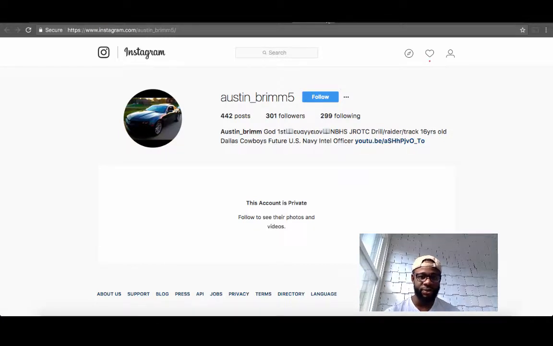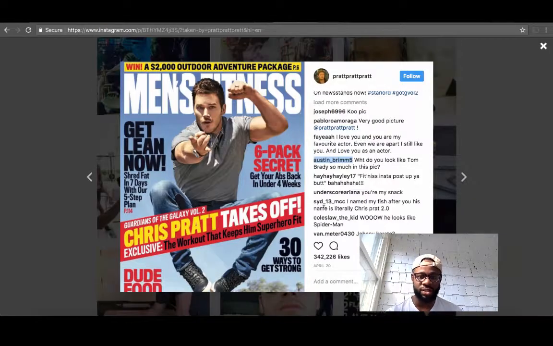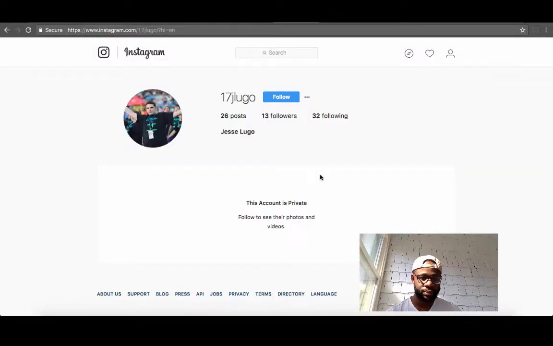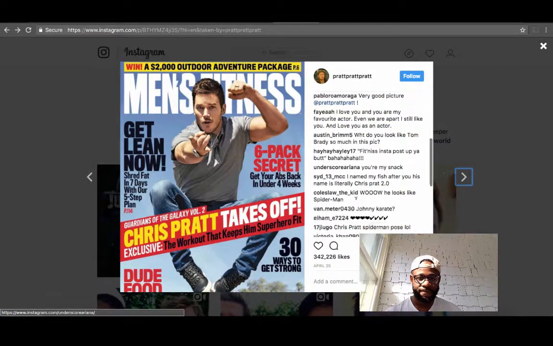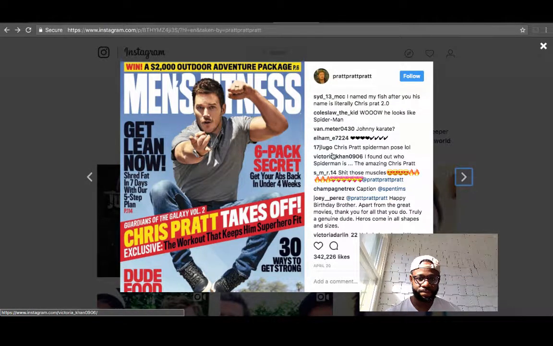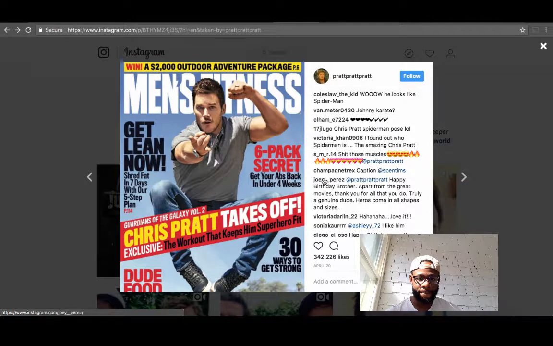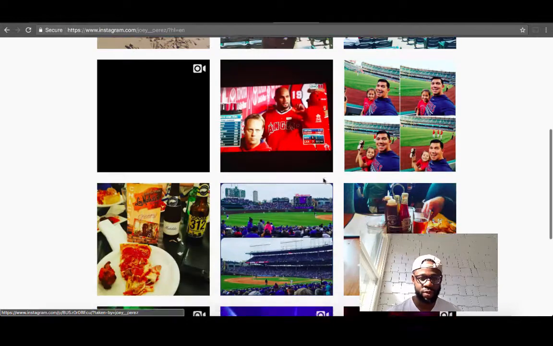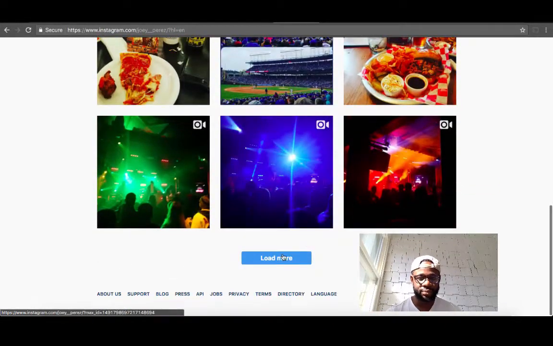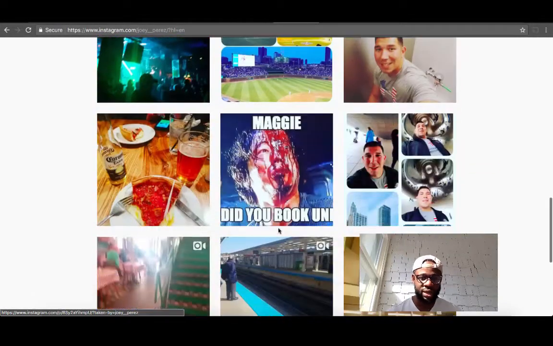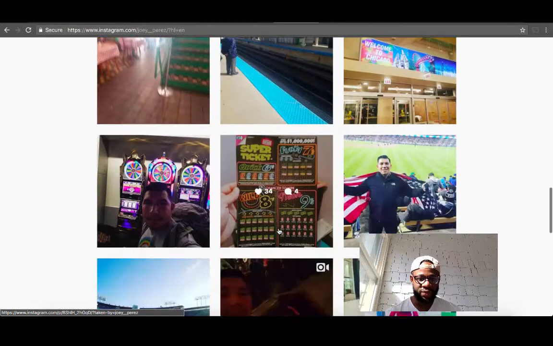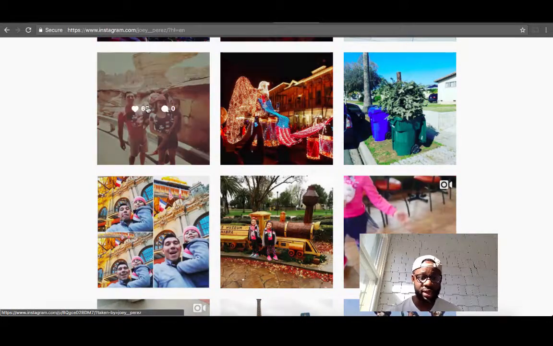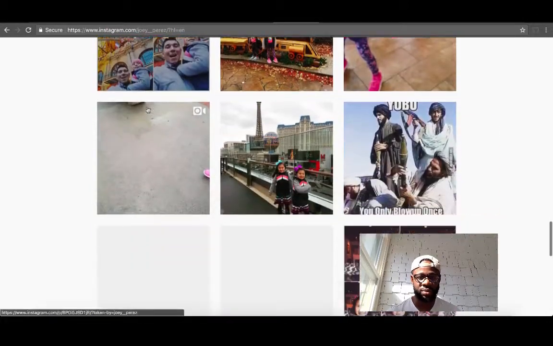It's a private account, but you can see he likes cars. Austin likes cars because his profile picture is cars. Another private account. Okay, so we're looking at Joey. Joey likes sports. So sports is another idea. Let's see if we can find anything else. He also likes going to casinos. He likes outdoors. So outdoors could be another theme.